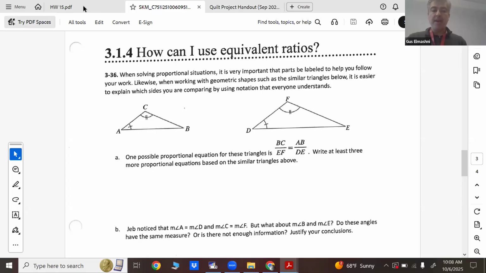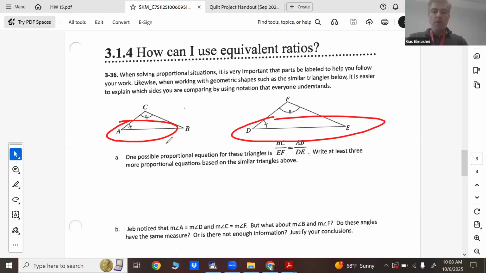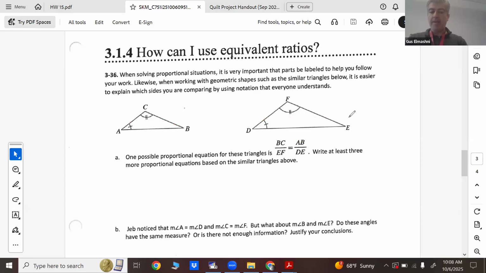Notice how BC and EF are both in the same position. Also notice that AB and DE are also in the same position, okay? So one possible proportional equation would be BC to EF is the same as AB to DE. Write at least 3 more.